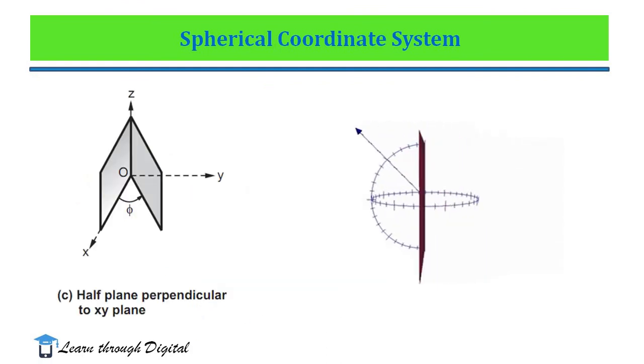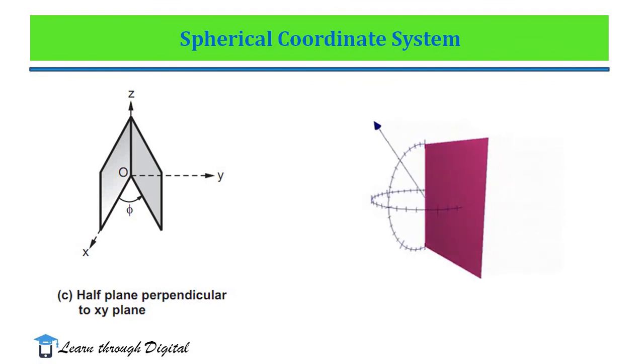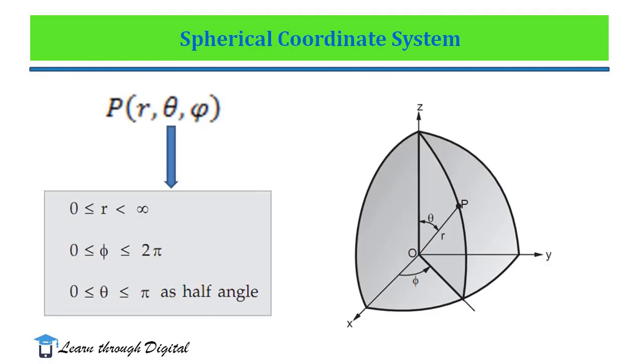The third surface is the half plane, which is perpendicular to the xy plane. Here the coordinates are r, theta, phi. The range of r is 0 to infinity. In the spherical coordinate system, r is the radius of the sphere, but in the previous case, r is the radius of the cylinder. Both are different. And phi is 0 to 2 pi, and this phi is the azimuth plane angle.